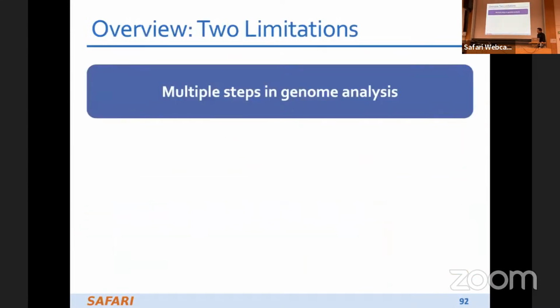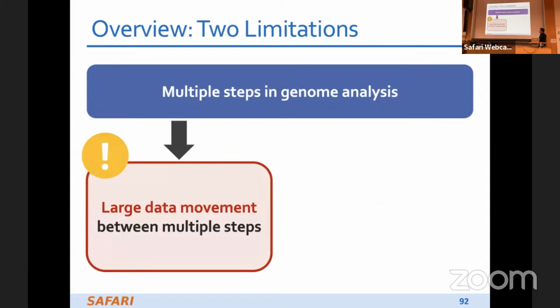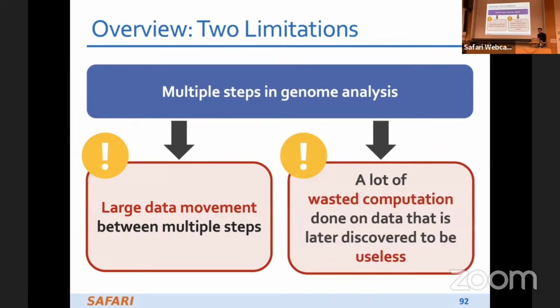So what I'm trying to show is there are two main limitations in these approaches. One, this is not necessarily a limitation. As we know, there are multiple steps in genome analysis. But what we see is that there's a large data movement between multiple steps, right? Starting from the raw data generation up until the step where we get our answers. Second, there's a lot of wasted computation done on data that is later discovered to be useless.